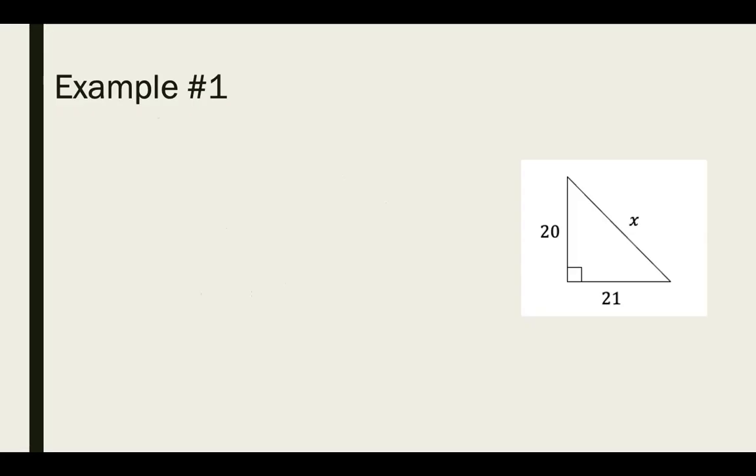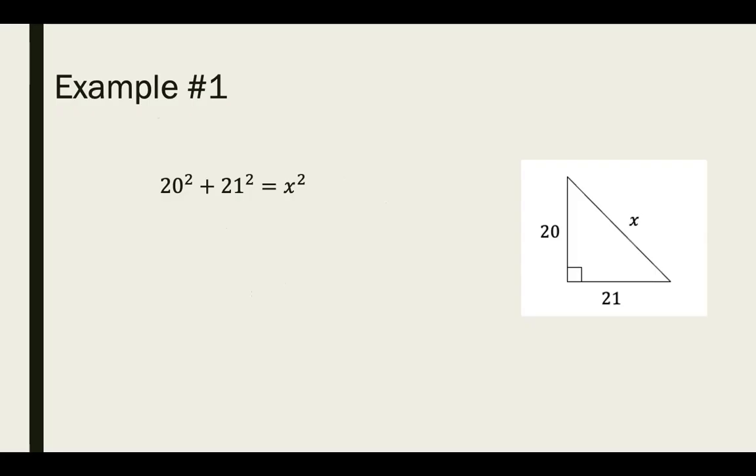In this case, we have 20 and 21 as the lengths of the two legs of this triangle, and the side we don't know, x, is the hypotenuse. So we can use the Pythagorean theorem by plugging 20 in for a and 21 in for b, and it doesn't matter which one is a and which one is b as long as the hypotenuse is c, and x is our hypotenuse here. So we plug all that into our formula.